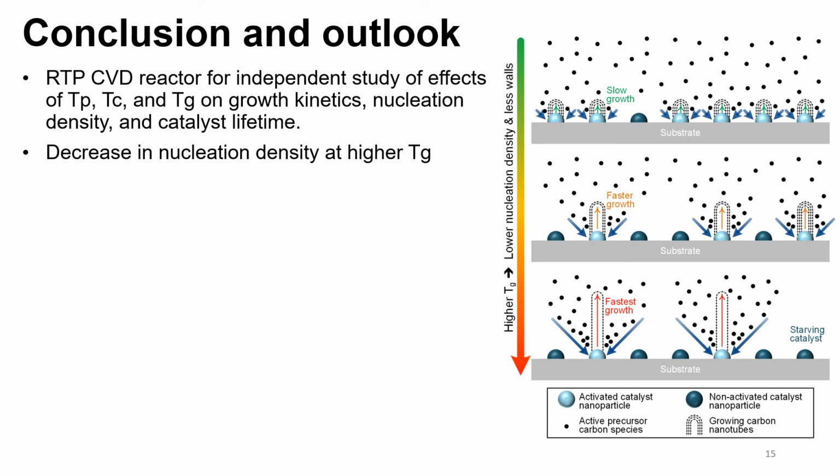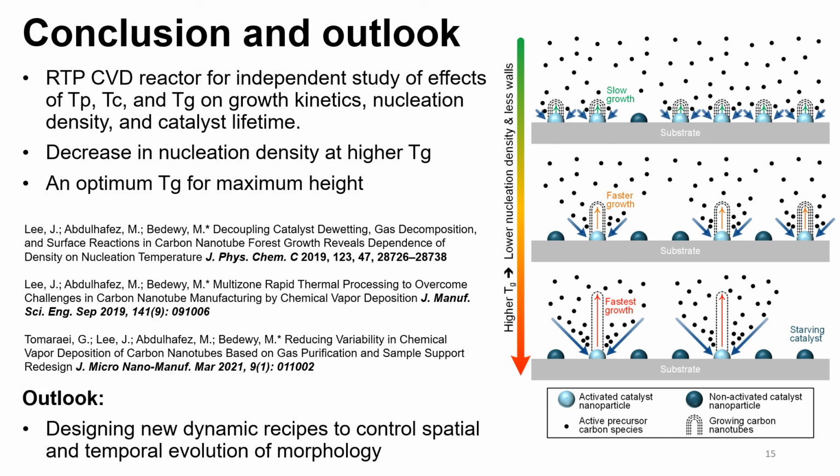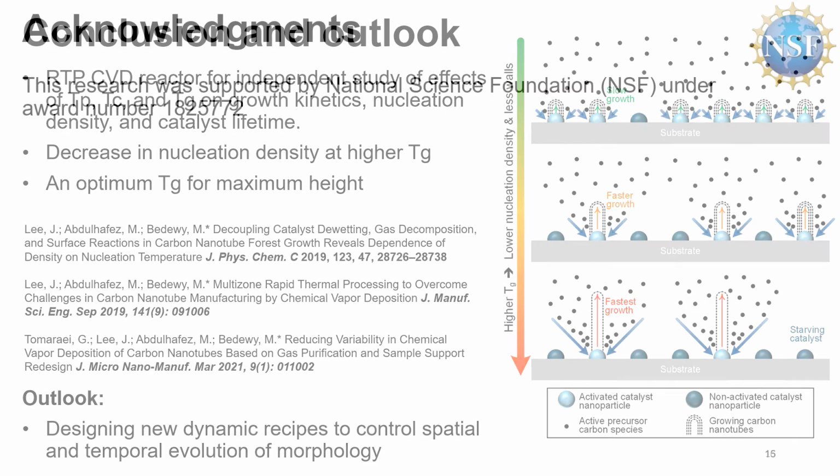Nucleation density decreases at higher Tg, and there is an optimum Tg for maximum height. You can refer to these papers for further details of our work. Our future work includes designing new dynamic recipes to control spatial and temporal evolution of morphology.